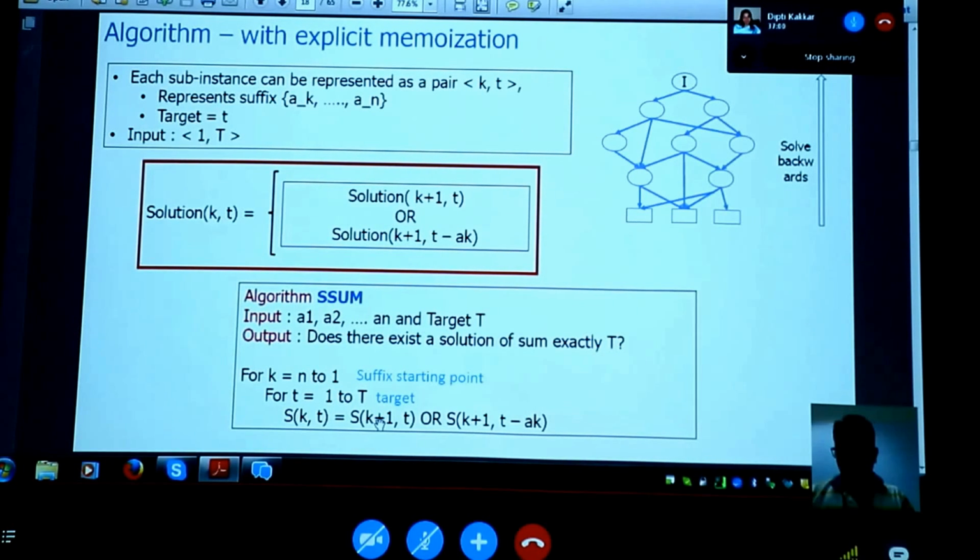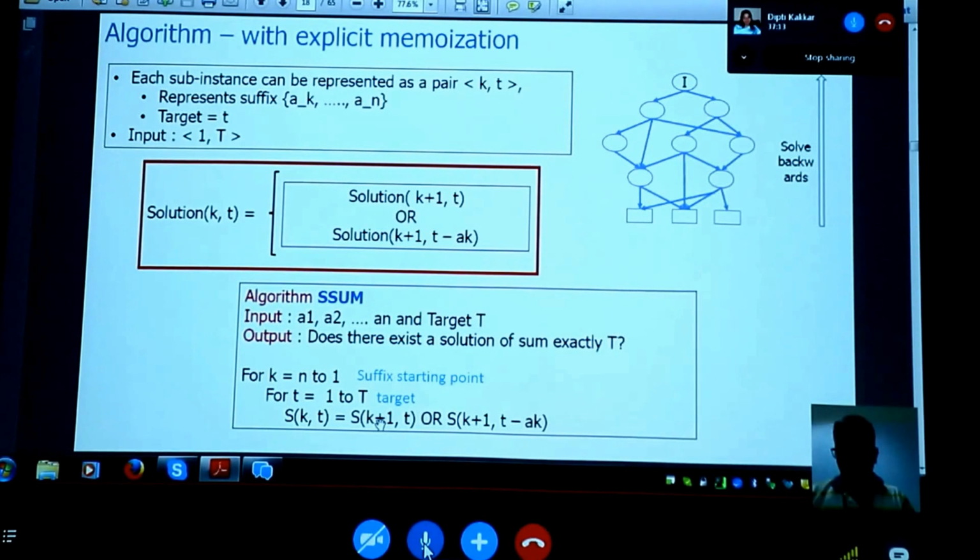Yeah, so that's about it for subset sum. Any questions? Yeah.